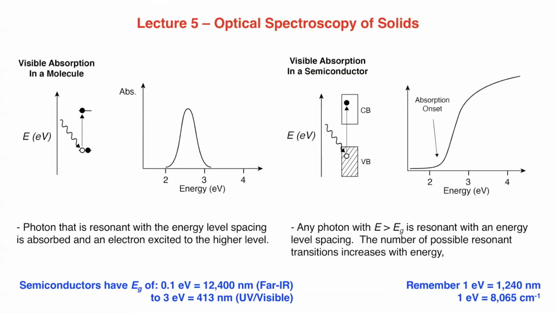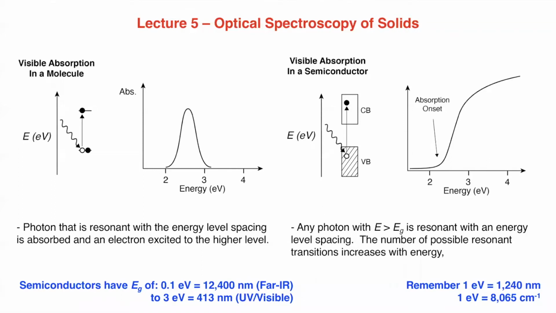In a semiconductor, absorption of light can happen across many different transitions. The conduction band and valence band are made up of many molecular orbitals, very densely packed in energy. And so there are many transitions possible from the valence band to the conduction band. The minimum energy required to make that jump is equal to the band gap energy. And so the absorption spectrum of a semiconductor is shown on the right here, where the absorption onset is at the band gap energy.